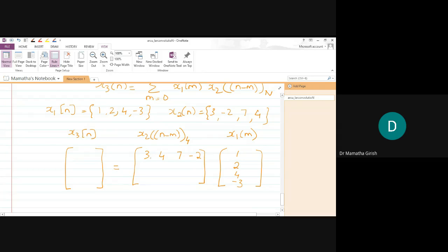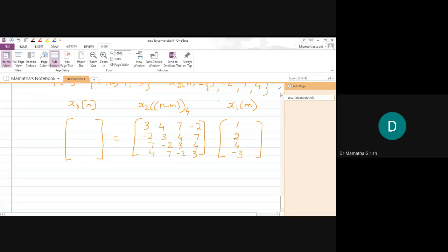In the second row, what you must do is go on shifting these elements in the cyclic fashion. Whatever was the last element becomes the first element: minus 2, then 3, then 4, then 7. Again, this last element 7 comes over here: 7, minus 2, 3, and 4. Again, this last element comes here: 4, 7, minus 2, and 3. So again, if I put here 3, I get back the first row: 3, 4, 7, and minus 2. So that is where you must stop.